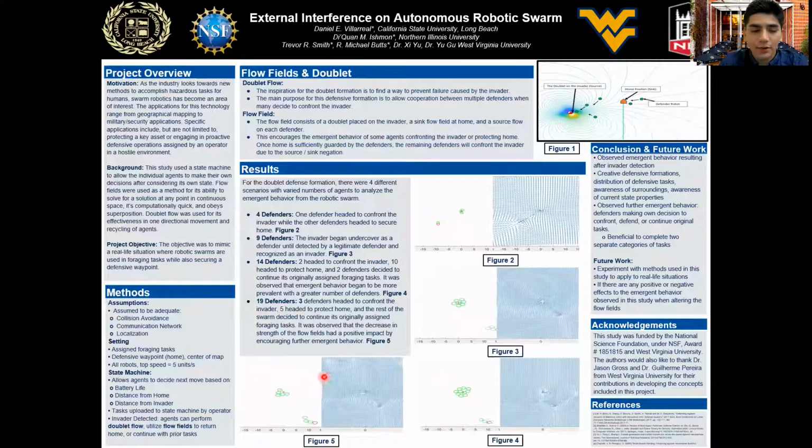And over here, we noticed this emergent behavior. Emergent meaning that this was not pre-planned in the simulation and just happened. The interpretation of this result is that the defenders that left decided that the defense response was adequate enough that they didn't need to be there and could continue on with their tasks. This was noted in the conclusion as well, where creative defensive formation, distribution of defensive tasks, awareness of surroundings, and awareness of current state properties were all observed.